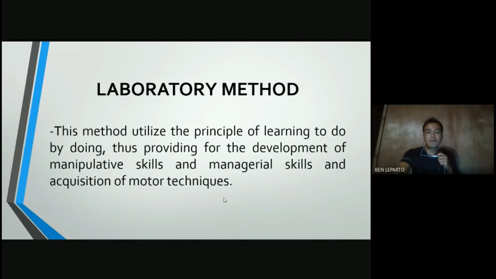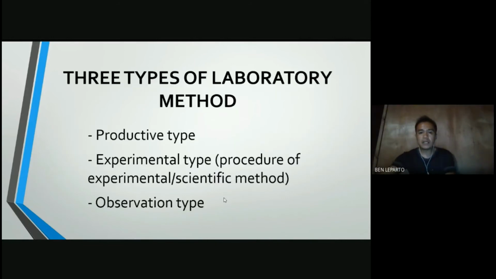So the fifth one is the laboratory method. In the laboratory method, this method utilizes the principle of learning by doing, thus providing for the development of manipulative skills and managerial skills and the acquisition of motor techniques. There are three types of laboratory method. Number one is the productive type. Number two is the experimental type. Number three is the observation type.